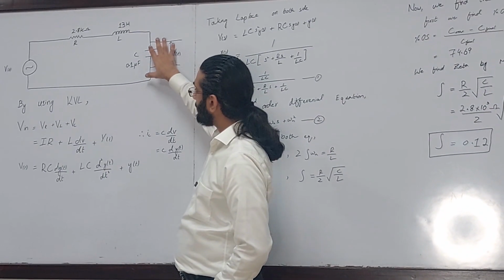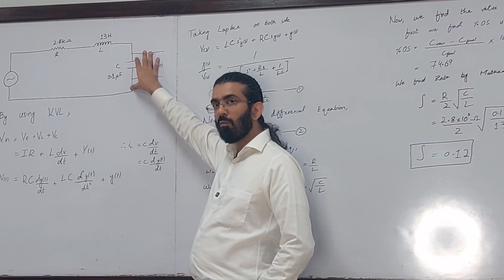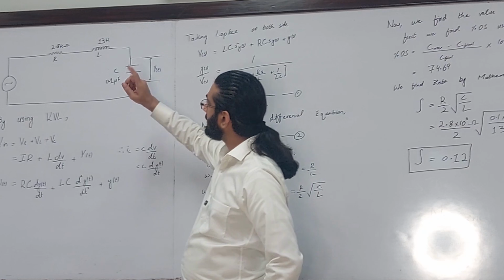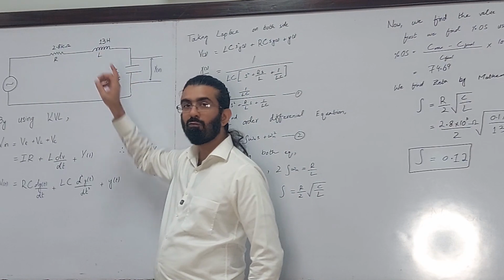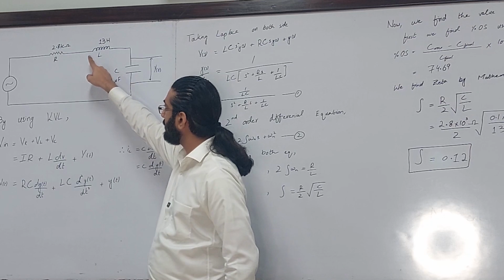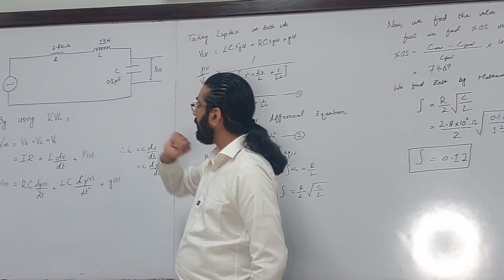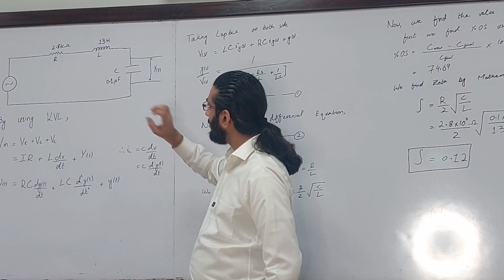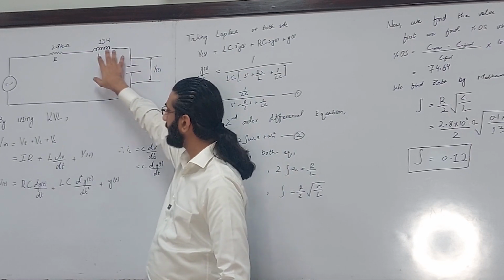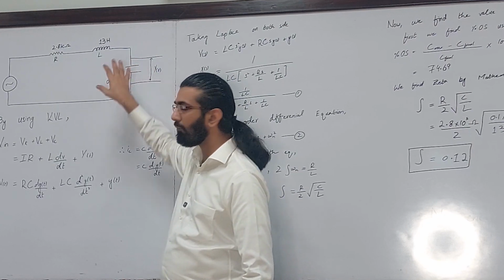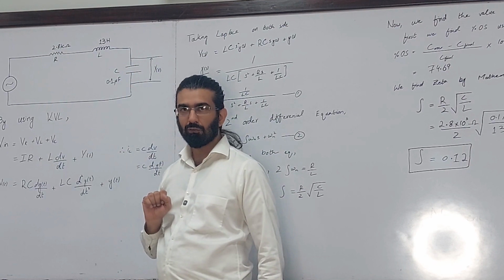Now the capacitor stores the energy in the form of electric fields across its plates, while the inductor stores energy in the form of magnetic field because of the current flowing through it. So oscillations are generated when the energy flows from the capacitor to the inductor and from the inductor to the capacitor, and this back and forth flow of energy causes the oscillations.